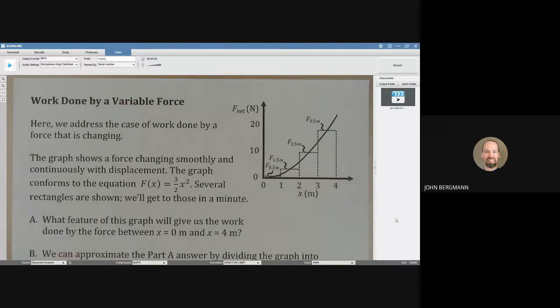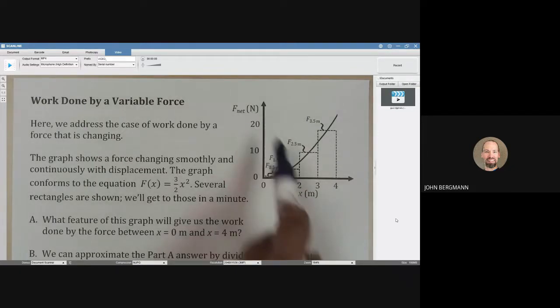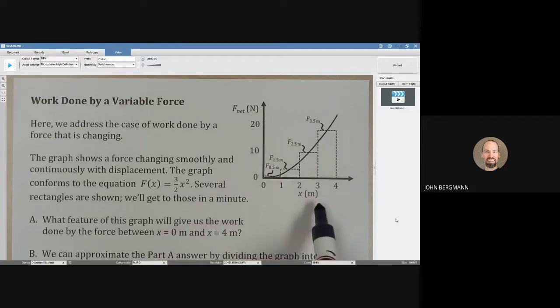Part A, what feature of this graph will give us the work done by the force between x equals 0 and x equals 4 meters? We can look at the units and say newtons on the vertical axis, meters on the horizontal axis. What is the unit for work? It's newtons times meters. So the area under the graph is going to give us the amount of work done.